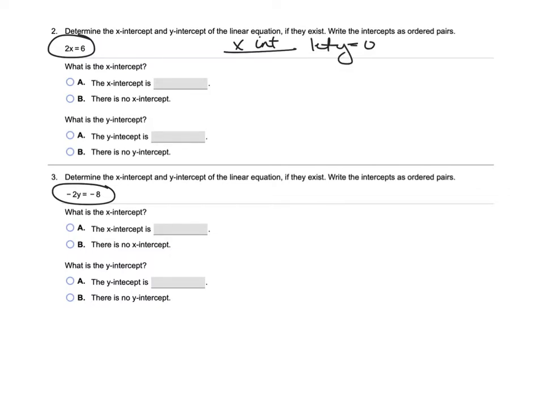So let's plug it in. 2x equals 6. There is no y to plug in 0 into. So we just solve it. You can divide out. You get x equals 3. This is your x-intercept. So we would write it as 3, 0.